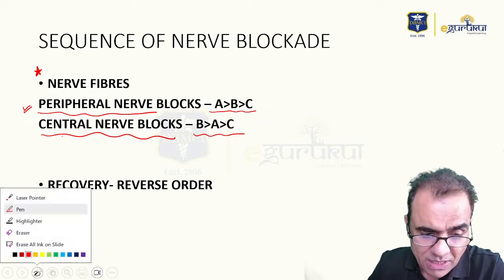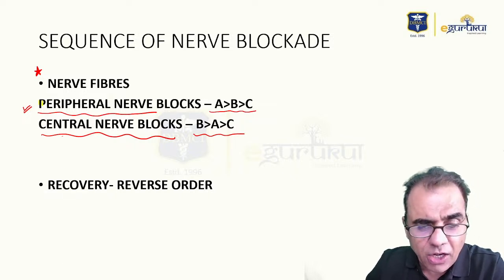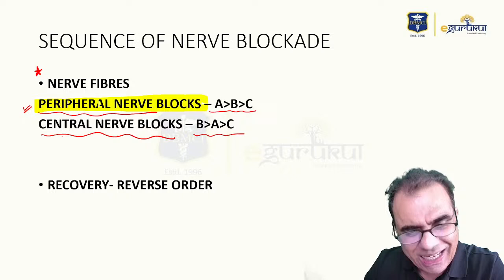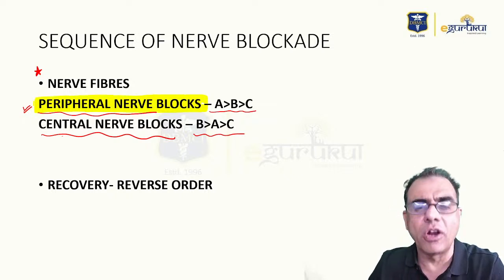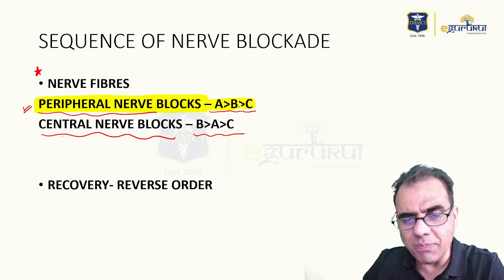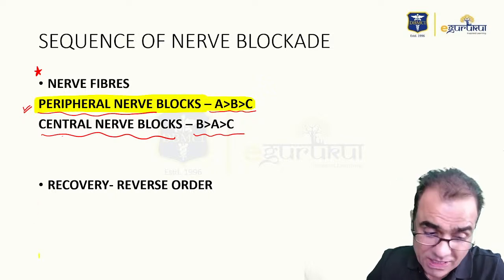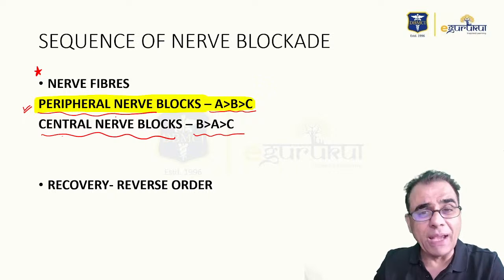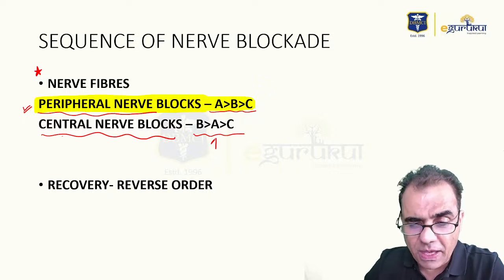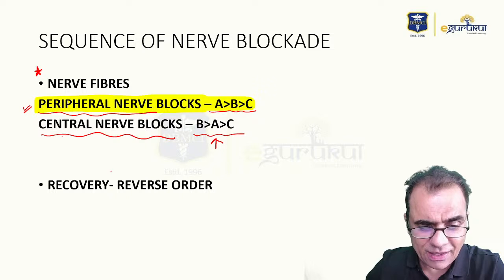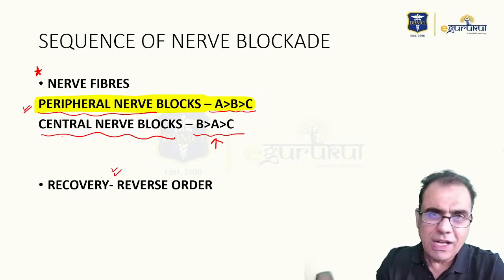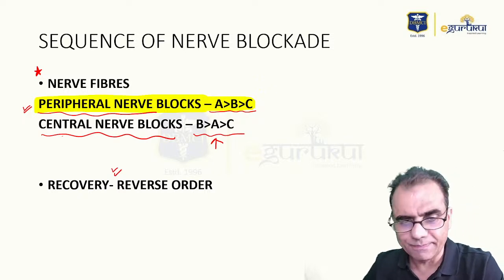Now sometimes, if they don't mention anything, consider it as peripheral nerve block, and the sequence will be A, B, C. However, if they specifically give the sequence of nerve block after, say, spinal or epidural, then it will be B, A, or C. And the recovery is always in the reverse order. The way the fibers go in, they come back in the opposite direction.